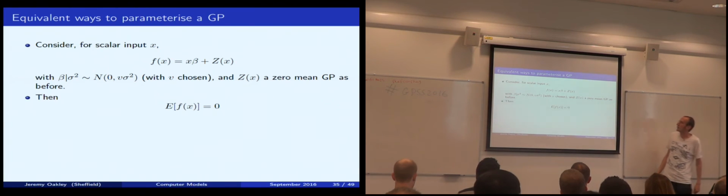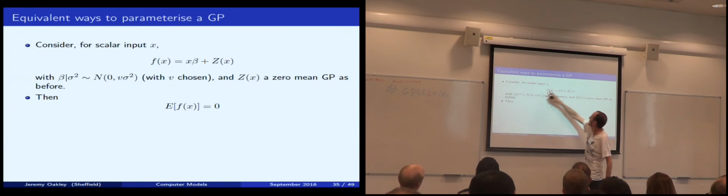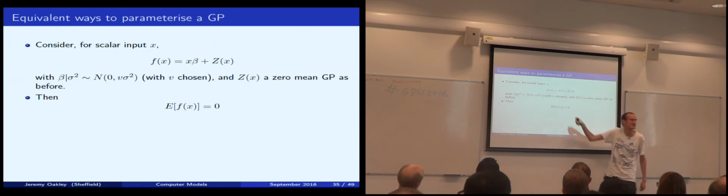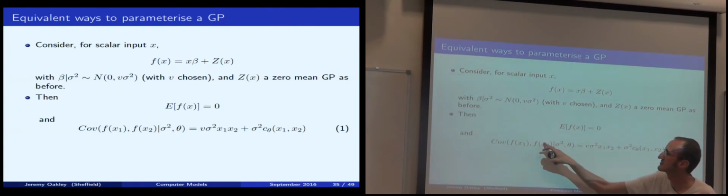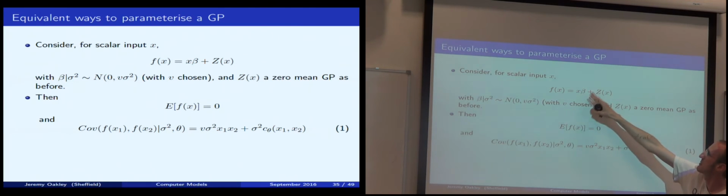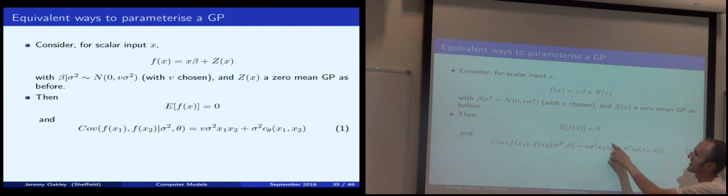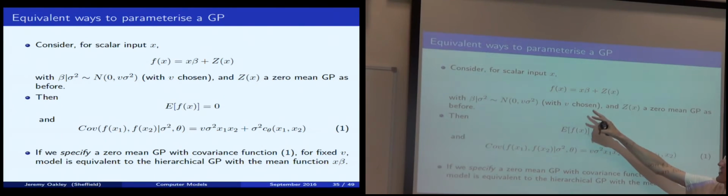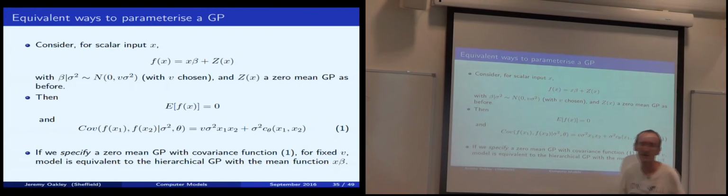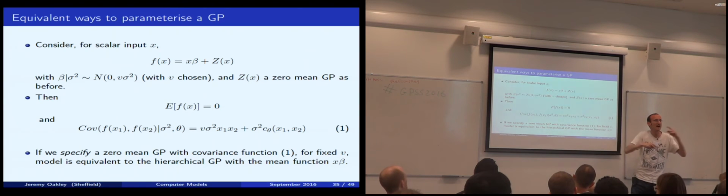So if I consider the expectation of f, the expectation of this term for any x is going to be 0 because beta has expectation 0, and this is a zero mean Gaussian process. So for any x, the expectation of f is 0. Then if I consider the covariance between two f's, we'll treat these two terms as independent. So I'm going to have a covariance between x1 beta and x2 beta, which comes out to be this term here. And then we've got the covariance in the Gaussian process between the two terms, which comes out here. So the point is, rather than specifying hierarchically this mean and then this prior on the mean, I could have jumped straight to saying that my Gaussian process has a zero mean with this particular covariance function. And if I do that, I get exactly the same model.